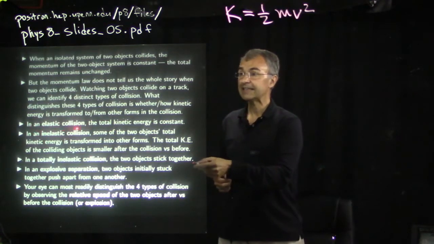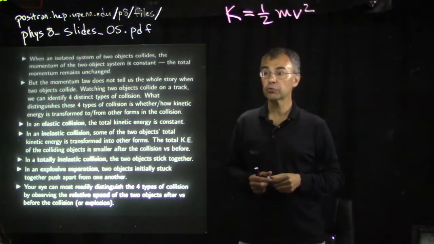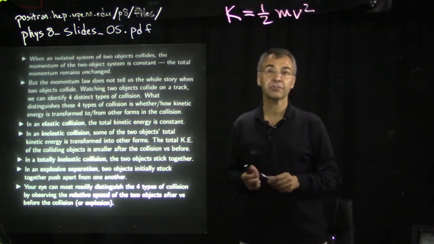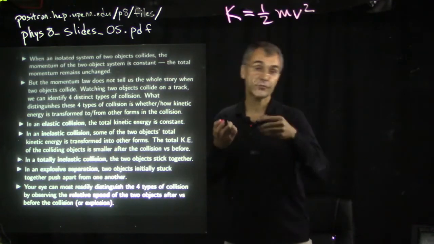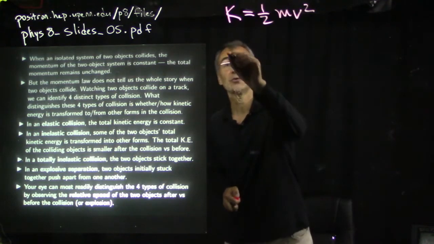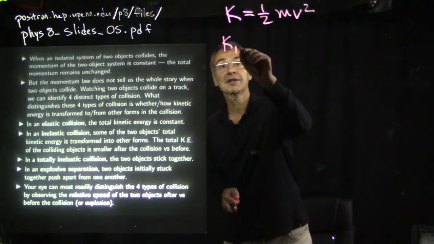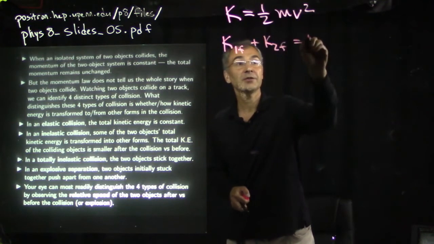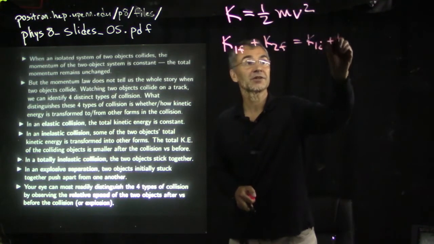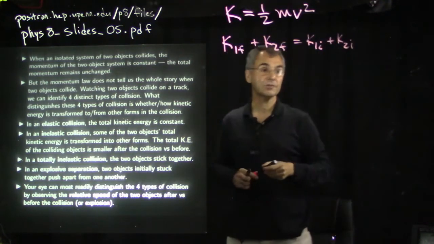So in an elastic collision, the total kinetic energy is constant. In other words, if you have two objects, object 1 and object 2, you could say K1 final plus K2 final equals K1 initial plus K2 initial.